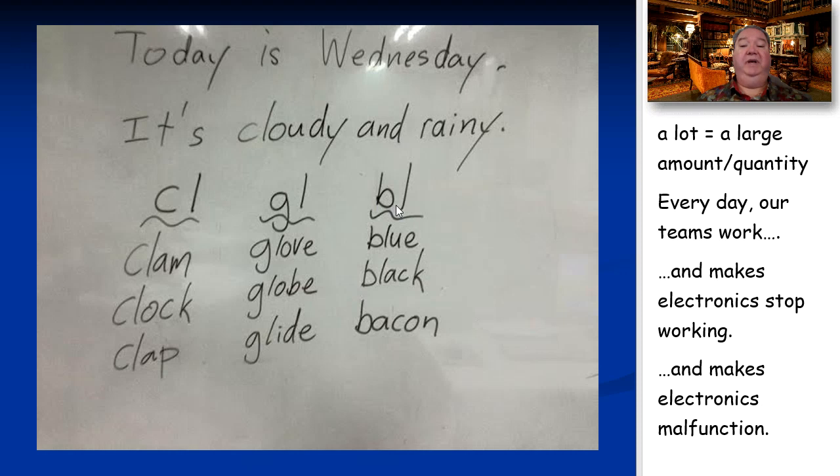CL, GL, and BL sounds. So they have some different words for each of these. Clam, clock, clap, using the CL. Or GL: glove, globe, glide. And then BL sounds. Blue, black, Blake. Oh, wait. That's bacon. There's no BL in bacon, so we have a little problem here.